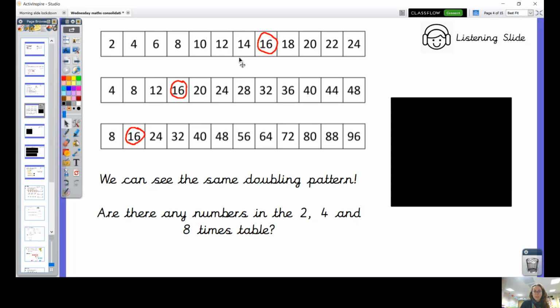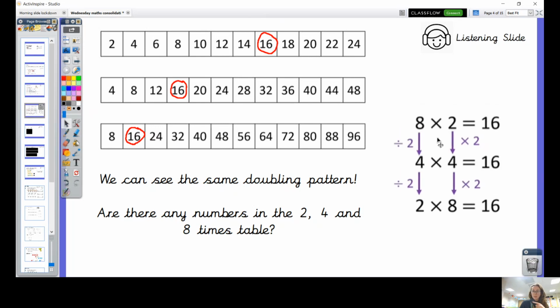Now, I know that, how many lots of 2 make 16? I know that 8 lots of 2 make 16. I know that 4 lots of 4 make 16. And I know that 2 lots of 8 makes 16. That's interesting, isn't it? How that same total is in all three times tables.